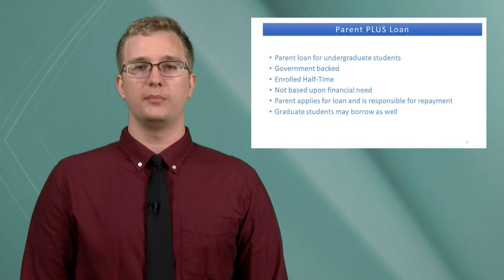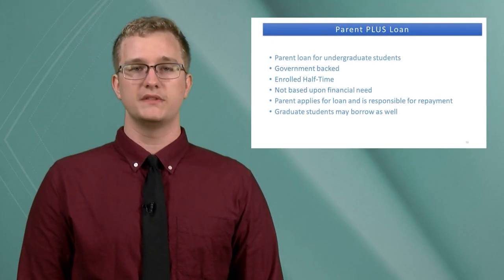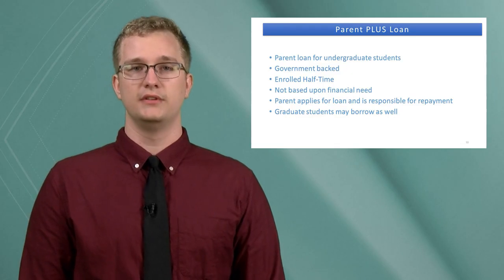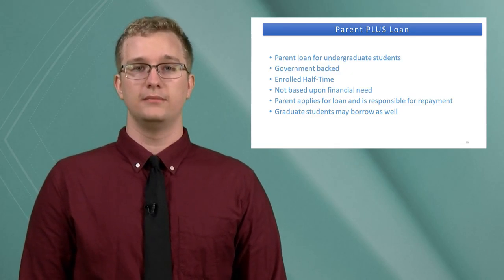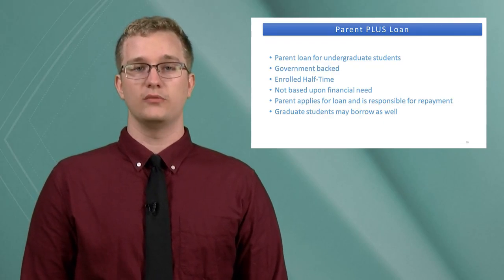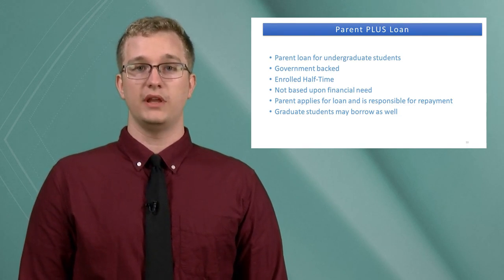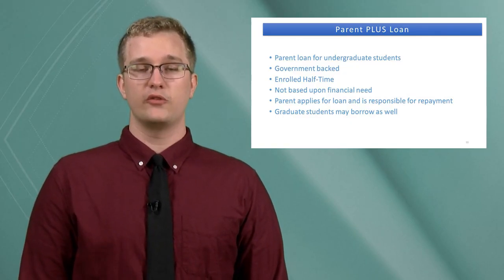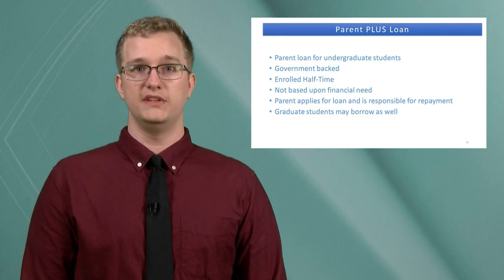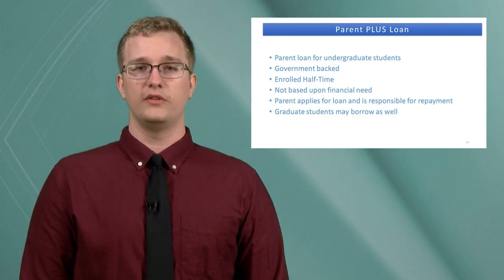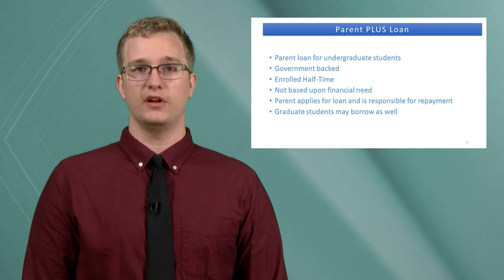Now let's talk about Parent Plus loans. They're parent loans for current undergraduate students that are backed by the government. In order to receive such a loan, the student must be enrolled at least half the time. They're not based upon any financial need. Whenever the parent applies for the loan, they are held responsible for it. And graduate students may borrow these types of loans as well. However, they have to reach their limits for unsubsidized and subsidized loans as well.